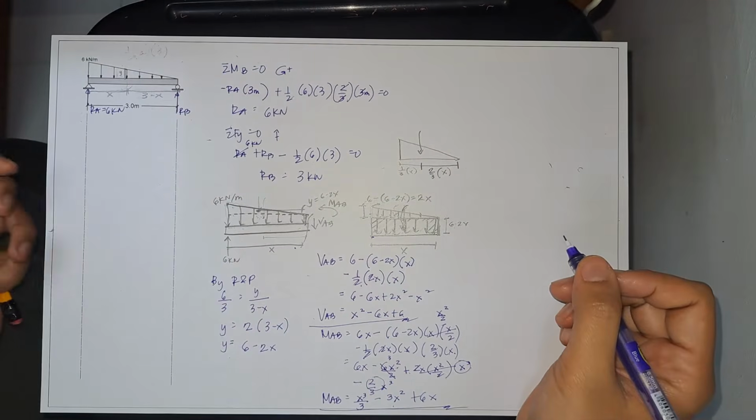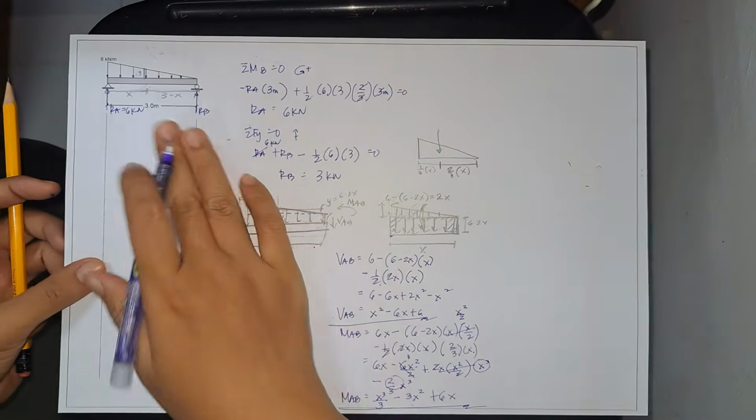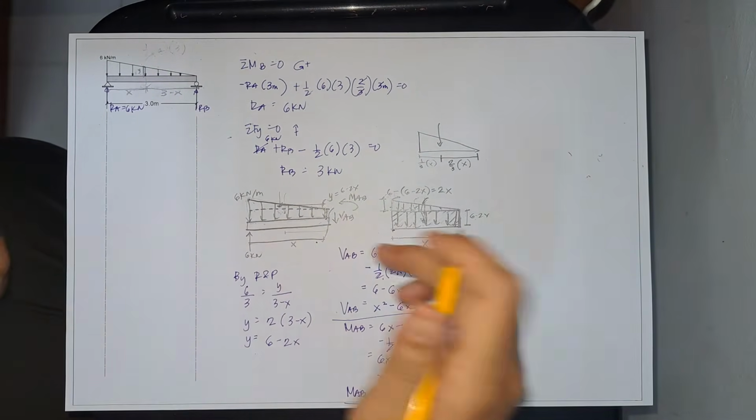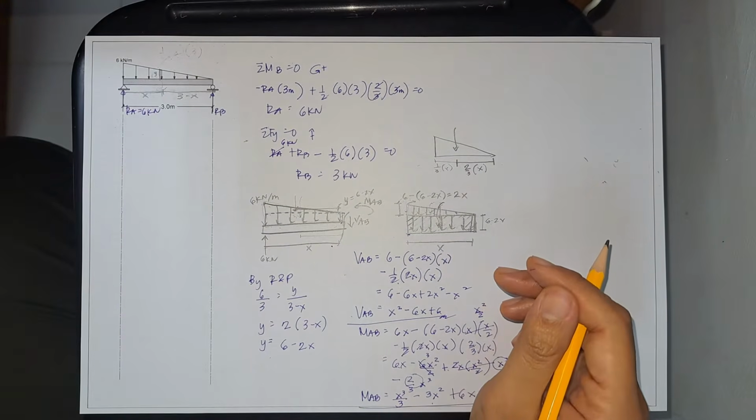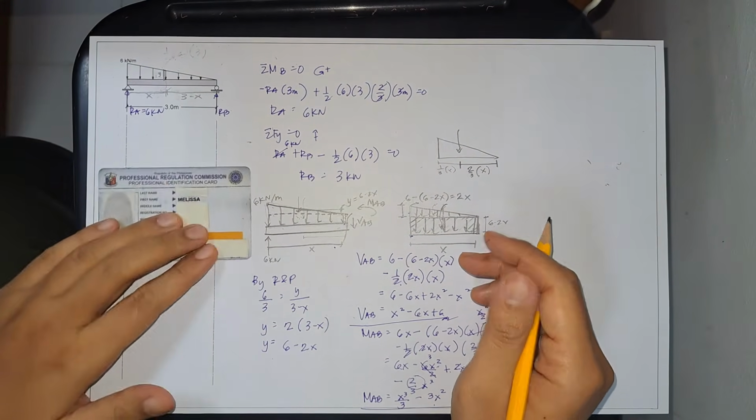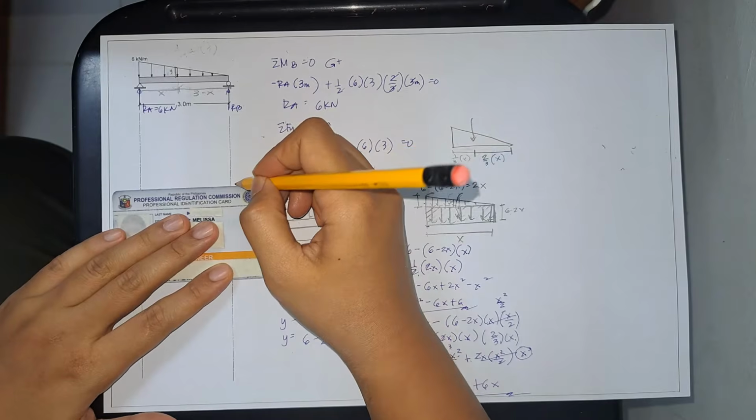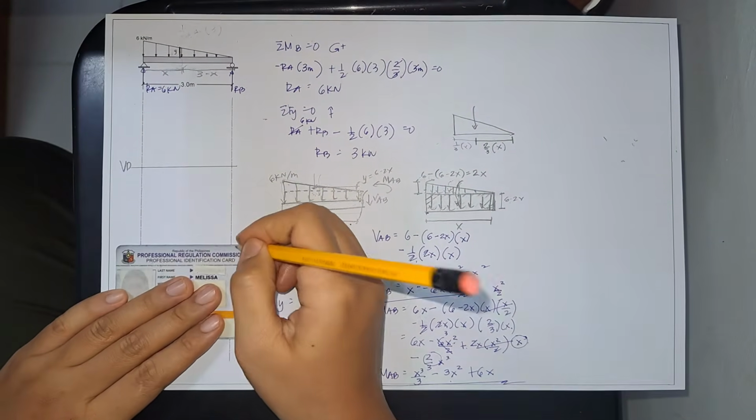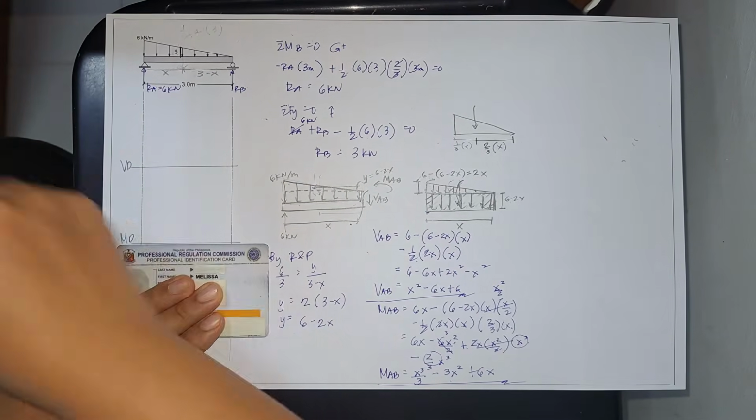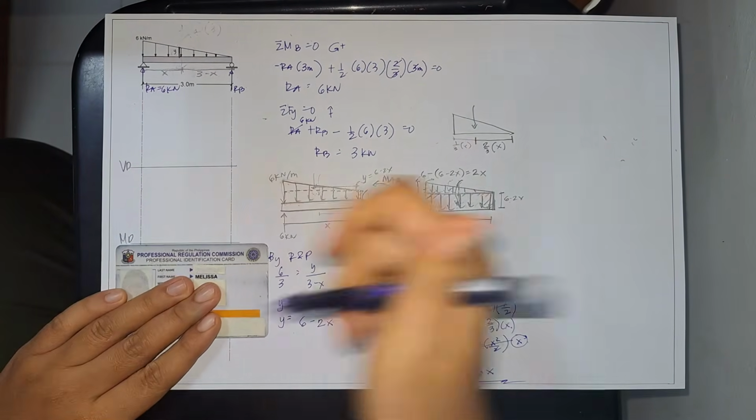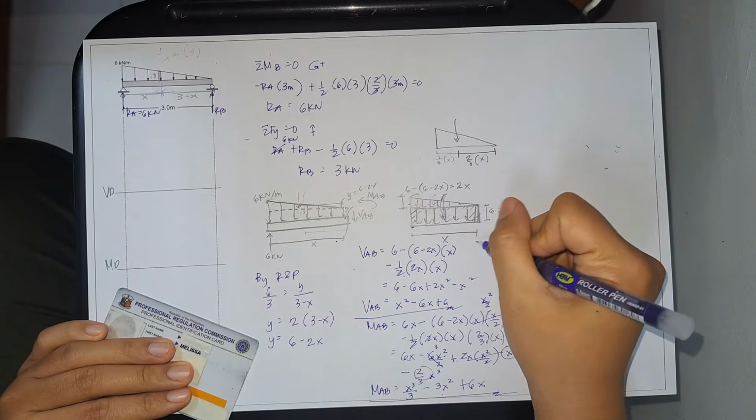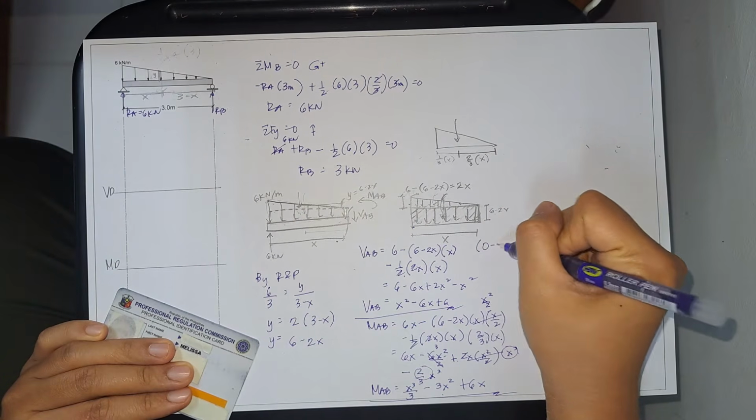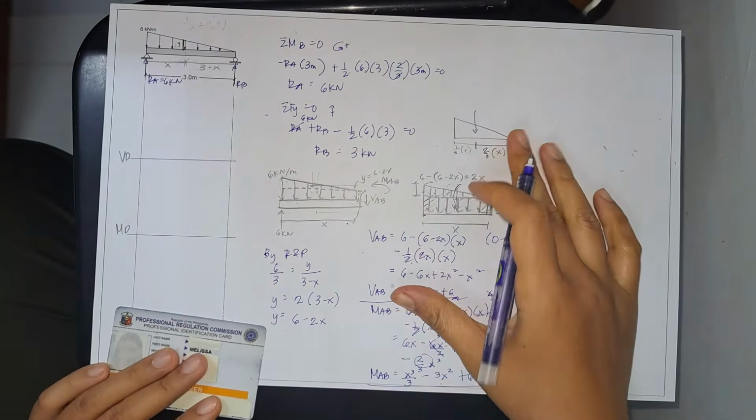So, it's time now to identify, or i-drawing po natin, yung shear and moment diagram. So this is for the shear diagram and then moment diagram. So here, for our segment AB, distance po natin dito is 0 to 3 meters. Okay, 0 to 3 meters.